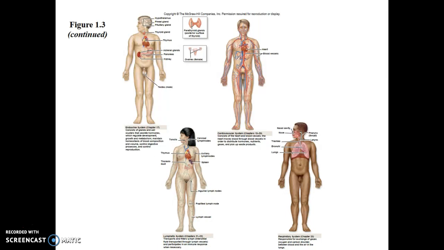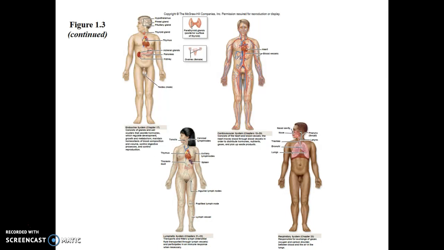The lymphatic system is going to be taught in chapters 20, 21, and 22. This is your protective system, composed of lymphatic organs, and it also contains all of your immune system cells. So it gives you that specific immunity, or the adaptive immunity, that protects you from illness.